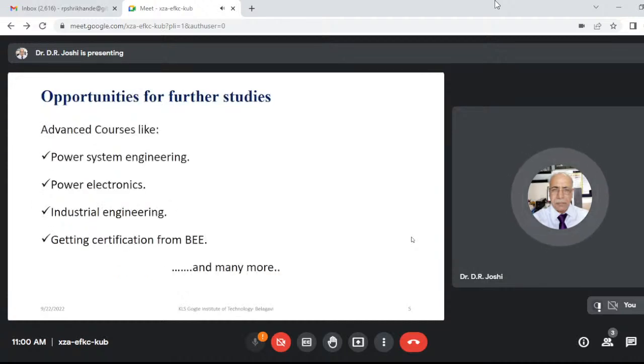Further, if you want to study taking this as a base, advanced courses like power system engineering, power electronics, industrial engineering, and also getting certification from the Bureau of Energy Efficiency are options. This has become very important these days because of energy conservation and energy efficiency. You might see equipments now rated with 3-star, 4-star, 5-star ratings. So how efficiently we can reduce the consumption, keeping the task undisturbed. These are the opportunities you have for higher studies.